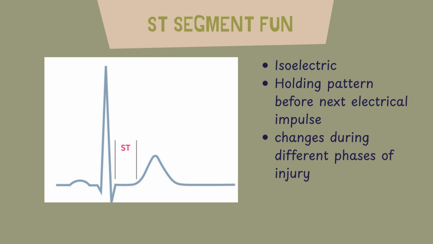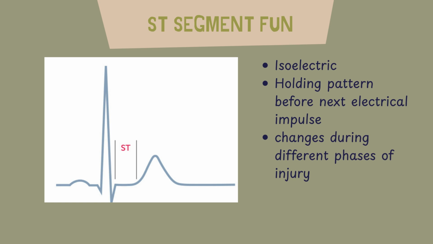This stretch represents a brief moment when the ventricles are completely depolarized, they've just finished contracting, and they're in a holding pattern before resetting. But when the heart muscle is starving for oxygen or actively injured, this segment starts to shift, either up or down, and that's our window into understanding what's happening at the cellular level.